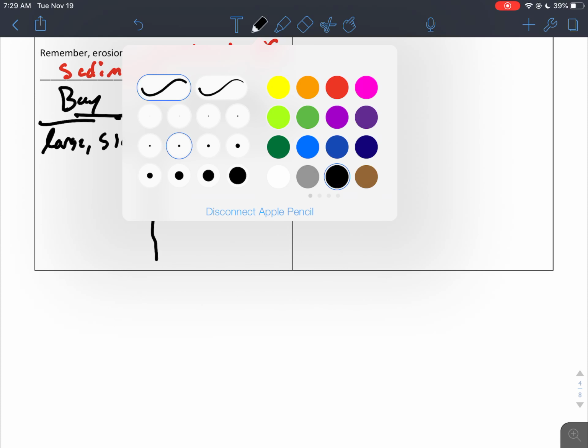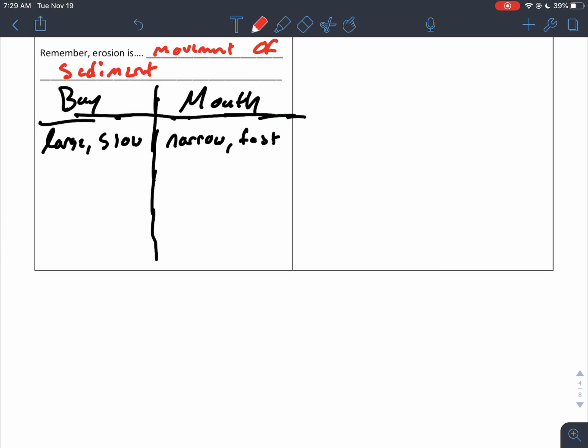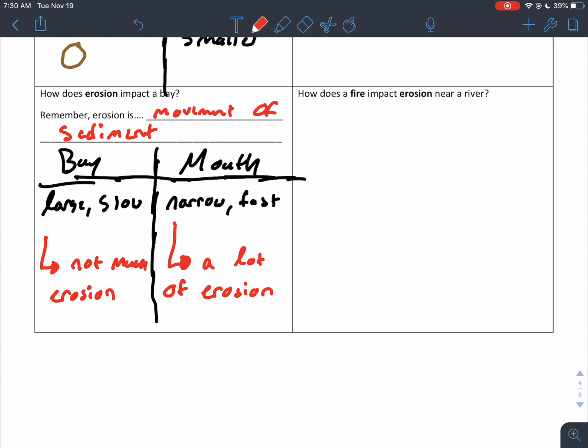So what does that mean for erosion? Well, if there's slow, you're not moving much in the bay, there's not much erosion. Not much movement, not much erosion. Remember, erosion means movement, so that makes a lot of sense, all right? Next up, though, in the mouth, we have a different situation. The mouth is narrow and fast. If there's a lot of movement, you guessed it, there is a lot of erosion. So when you look at maps and it asks you which point on the map has the most erosion, find the narrowest part, find the mouth. That's where water's going the fastest, and that's where you'll have the most erosion, all right?